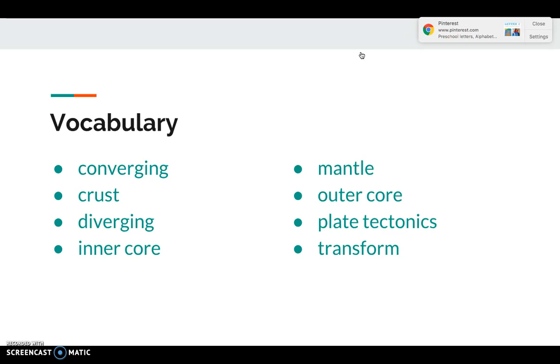I would like for you to go through your dictionaries and enter these vocabulary definitions into your journal. So we have converging, crust, diverging, inner core, mantle, outer core, plate tectonics, and transform.